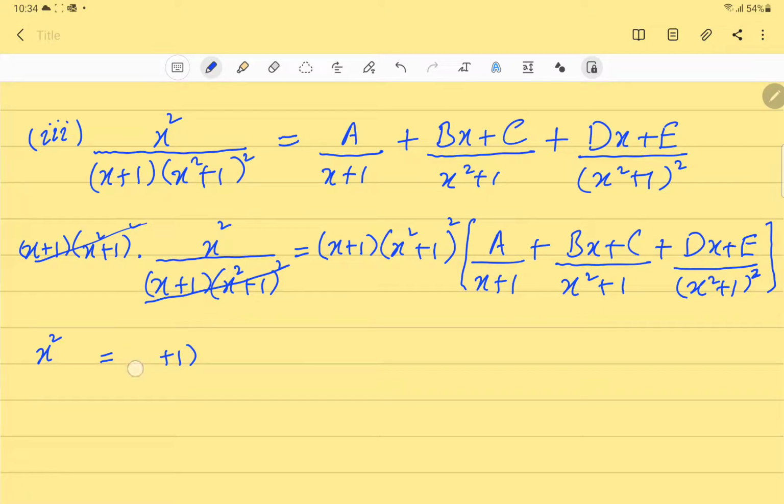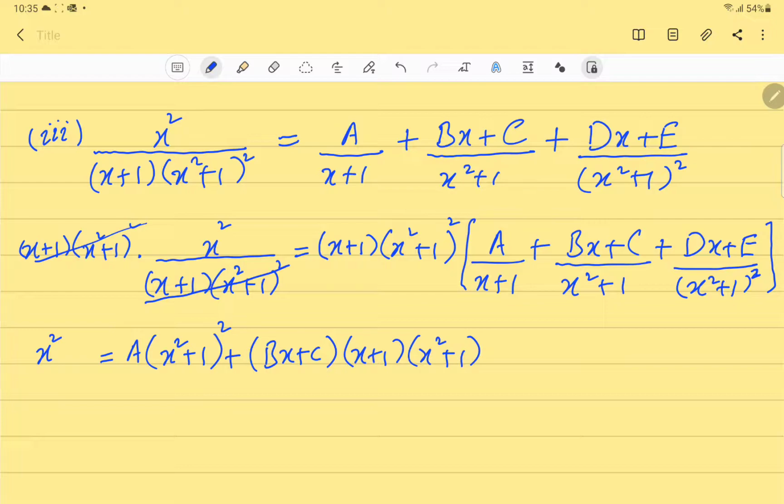Okay, now what we will do, we will multiply x plus 1 into x squared plus 1 whole square with all the three terms inside the bracket. So when we multiply, the first one will come a into x squared plus 1 whole squared. The second one will be bx plus c into x plus 1 into x squared plus 1. Then the third one dx plus e into x plus 1. Let's simplify.